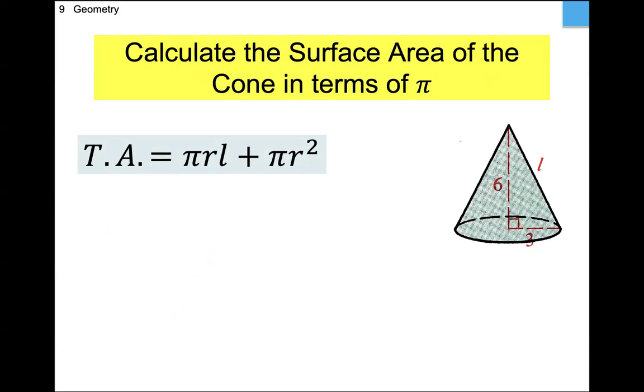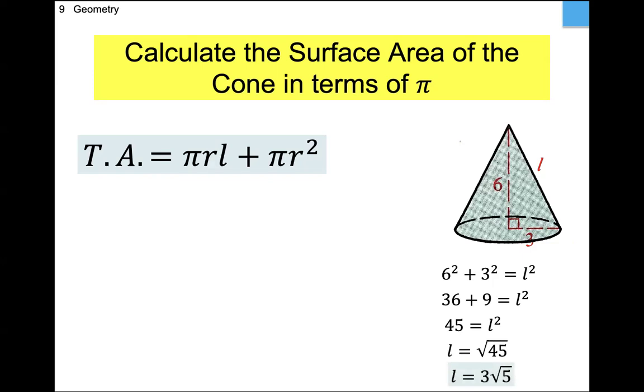Luckily for us, hopefully you see it. There's a right triangle right there. I got 2 measurements. It would be easy to calculate the slant height L by using Pythagorean theorem. 6 squared plus 3 squared is equal to L squared. So 36 plus 9 is 45. And the square root of 45 would be 9 times 5. Square root of 9 is 3, so 3 root 5. So there's my L to throw into my formula right there.